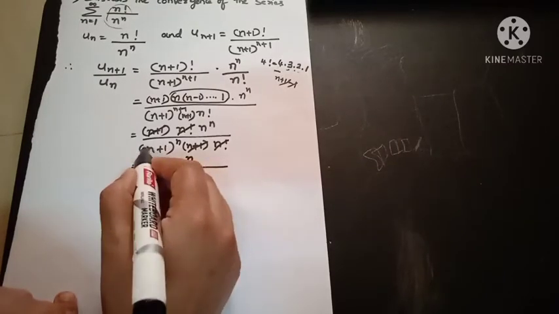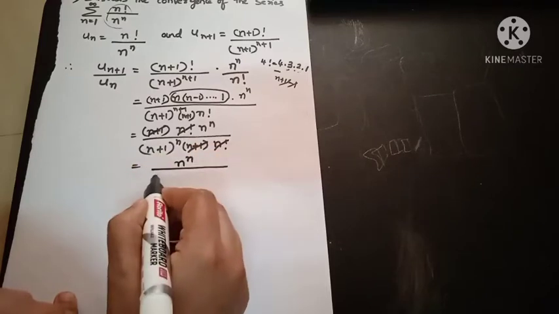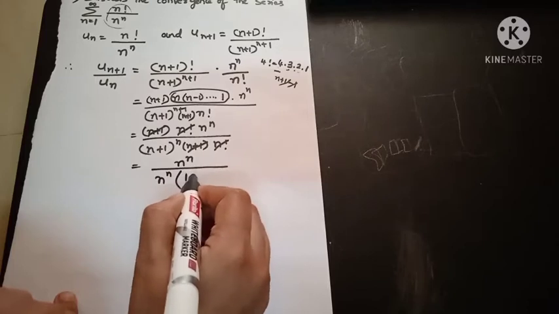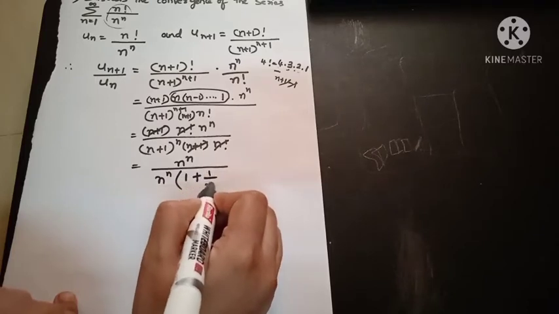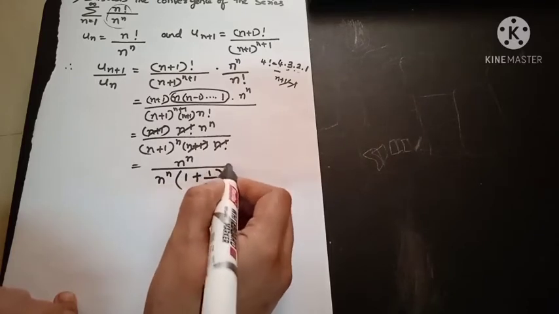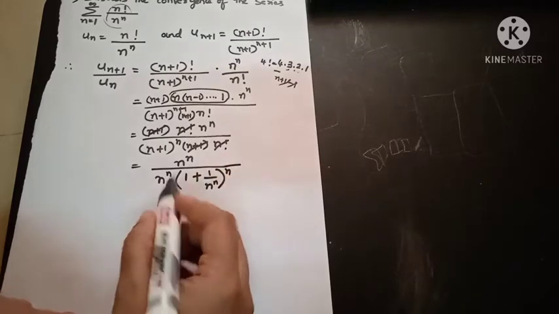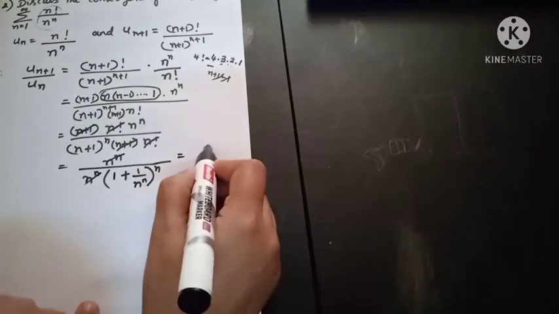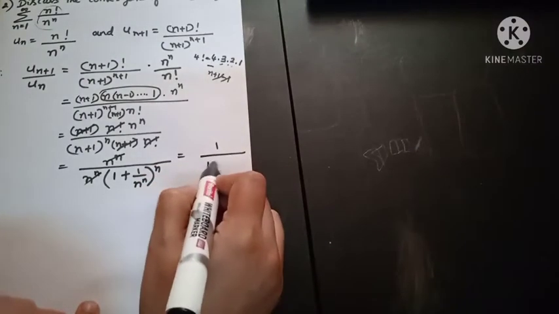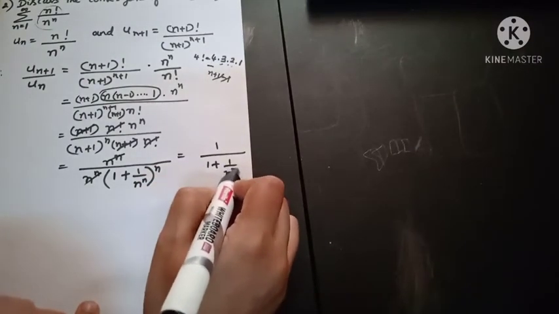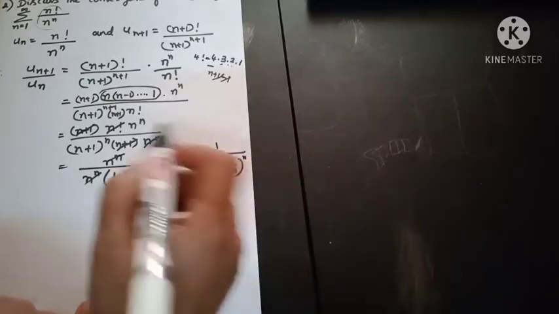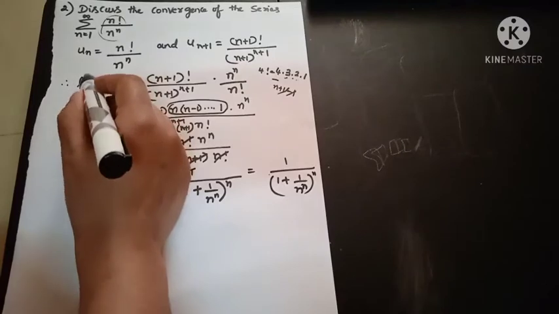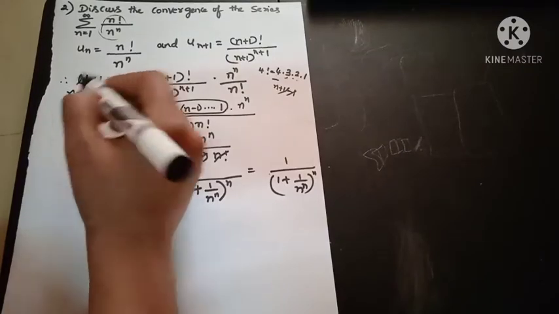Here I will take n to the power of n outside. Then the remaining is 1 plus 1 by n to the power of n whole to the power of n. This will remain, even this will cancel. So the value is 1 over 1 plus 1 by n whole to the power of n. So this will be the ratio. So apply limit n tends to infinity to this ratio.